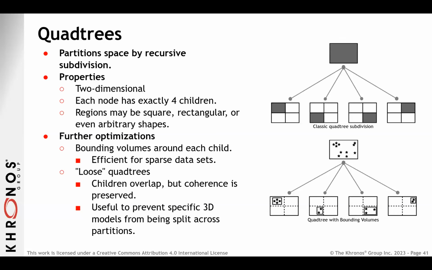Quad trees are the siblings of octrees. They're 2-dimensional as opposed to 3-dimensional octrees. Each node has exactly 4 children. The regions can be square, rectangular, or any arbitrary shape. There are further optimizations that can be done around bounding volumes for each child, which is really efficient for sparse sets. And then there are loose quad trees as well, where you have children that overlap and coherence is preserved. This can be useful to prevent specific 3D models from being split across partitions.